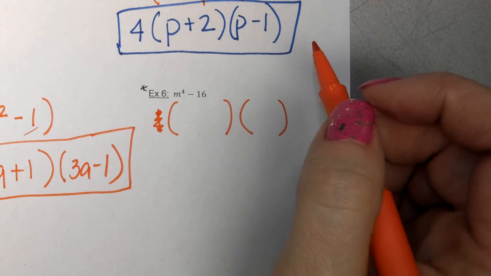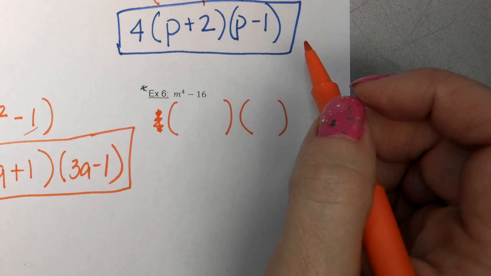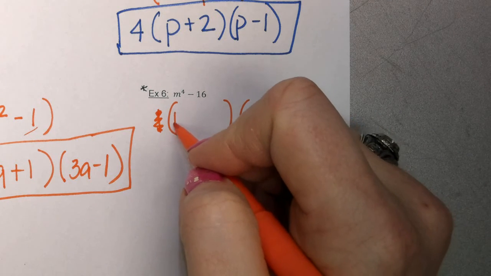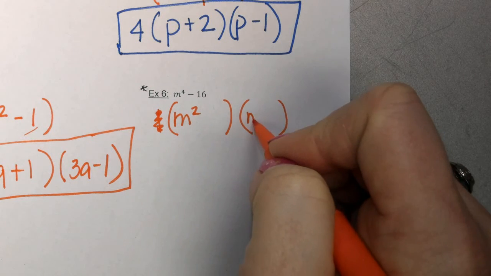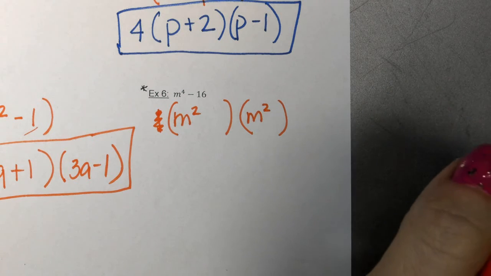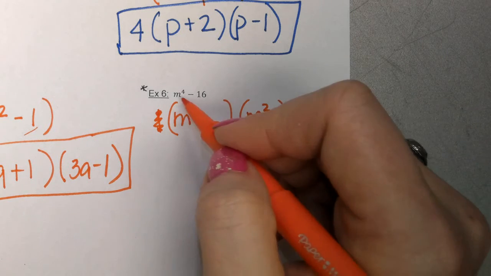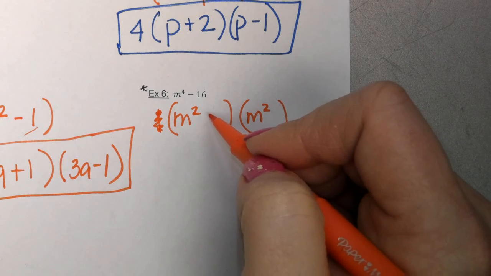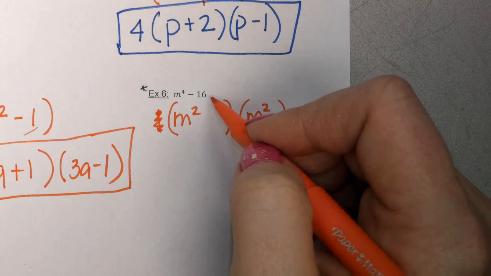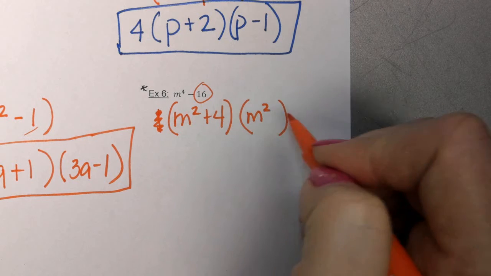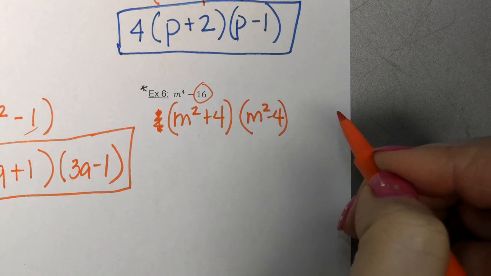What times what equals m to the 4th? M squared, right? Because when we multiply exponents, we add them. So m squared times m squared equals m to the 4th. And then this is a square, so that's going to be a difference of squares.